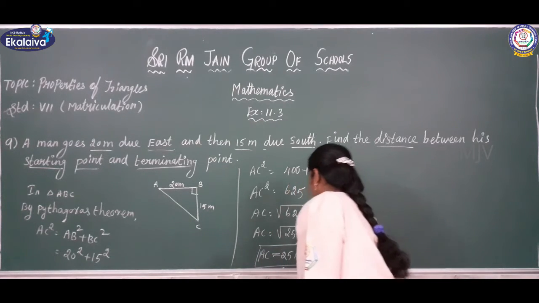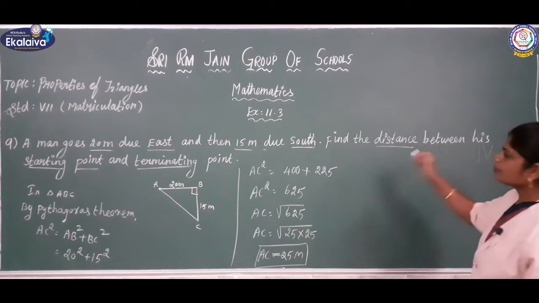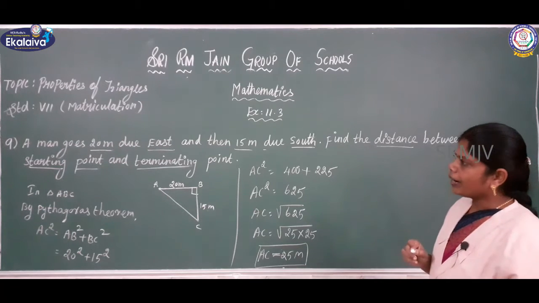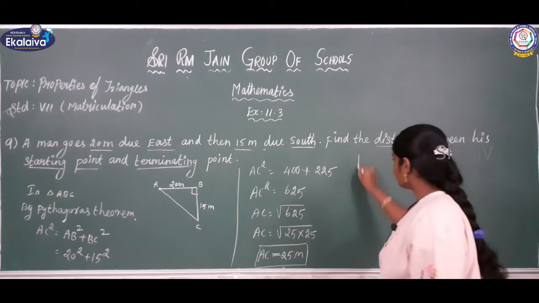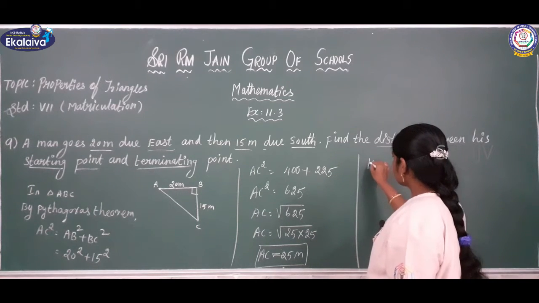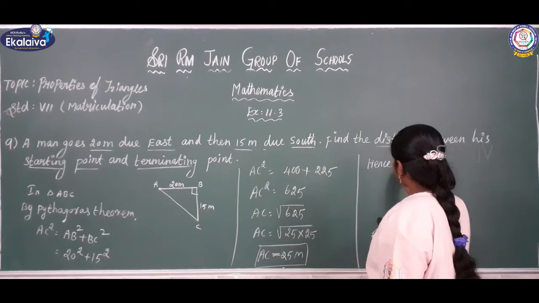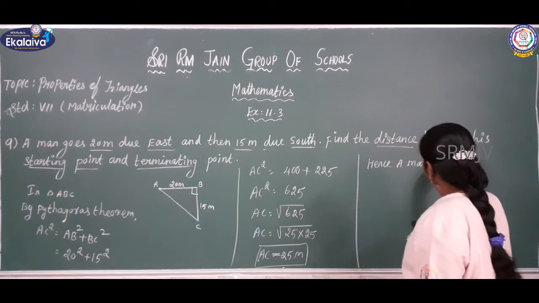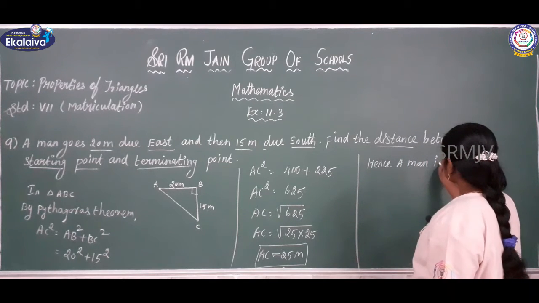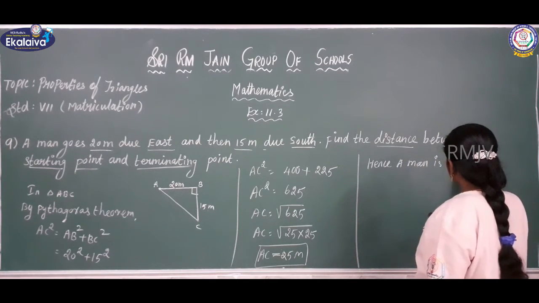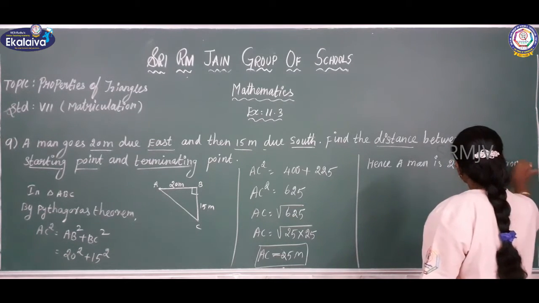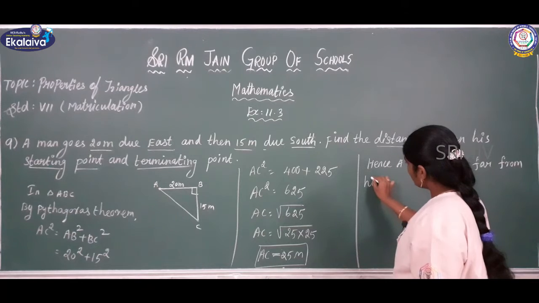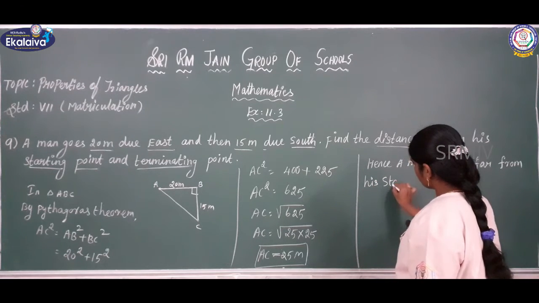So AC represents the distance between his starting point and the terminating point. Hence a man is 25 meter far from his starting point.